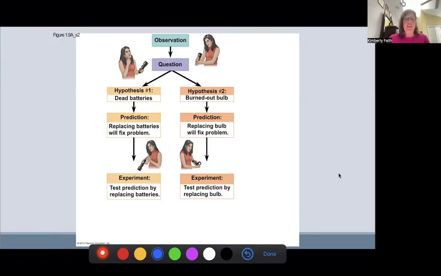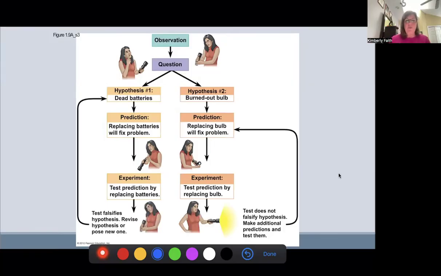So our predictions here: replacing the batteries will fix the problem. The other one, replace the bulb, will fix the problem. We're going to experiment. We're going to replace the batteries. All right, now this is key. I want you to understand this. The test falsifies the hypothesis. So it wasn't the batteries. Notice the light bulb is not working. So that hypothesis does not work.